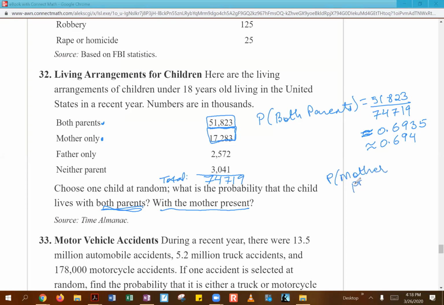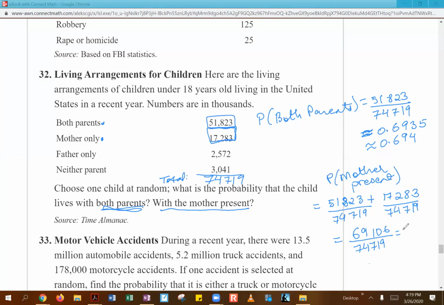So the probability of living with their mother being present is going to be the 51,823 added with the 17,283. So you have to add both probabilities. And again, make sure they are over the total number of children. So this would actually come out to be 51,823 added with 17,283, which is a total of 69,106 over our total of 74,719.